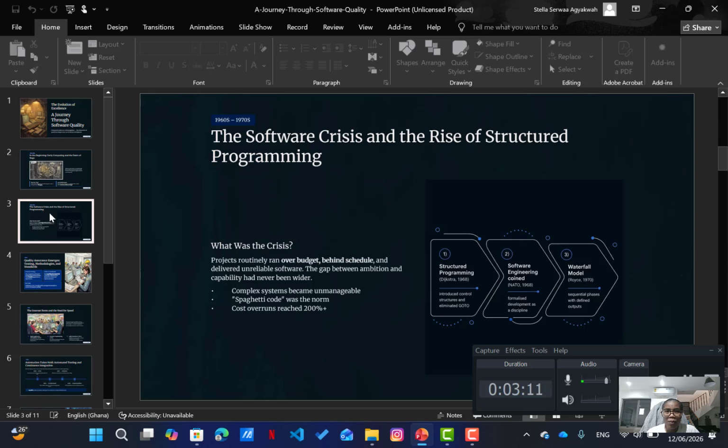A major problem was spaghetti code, where programs became so tangled and disorganized that they were difficult to understand or maintain. To solve this issue, developers introduced structured programming techniques, which encourage writing organized and manageable code. The software crisis showed that software needed proper planning and quality management.